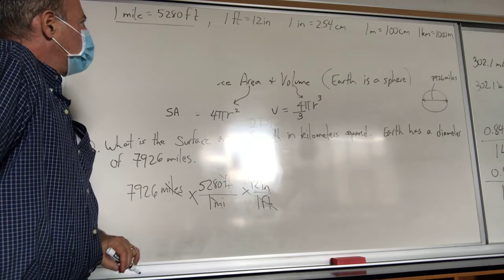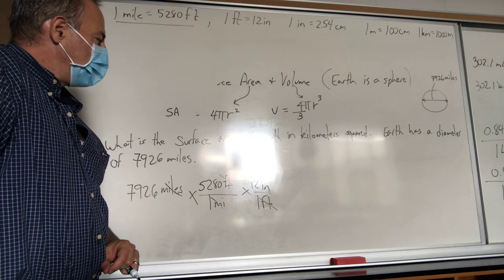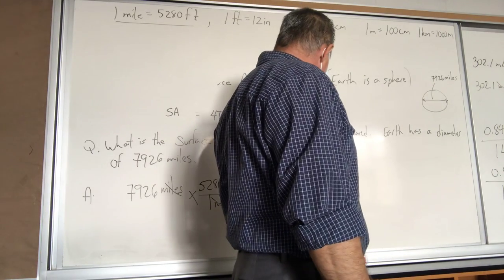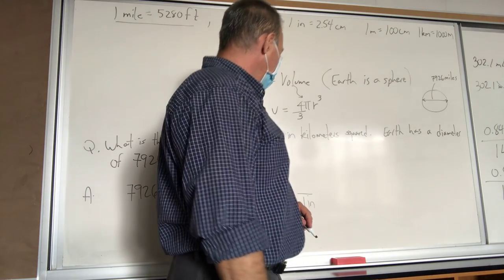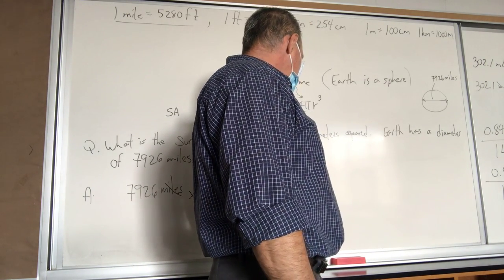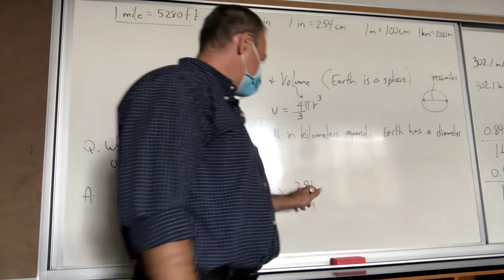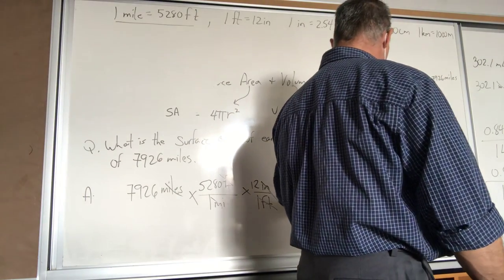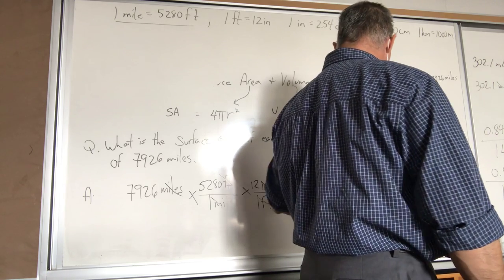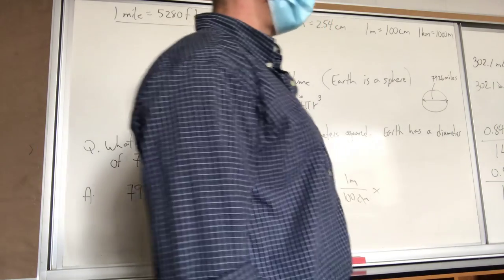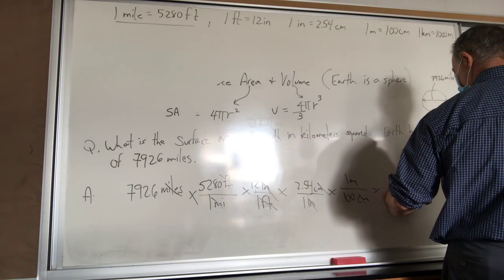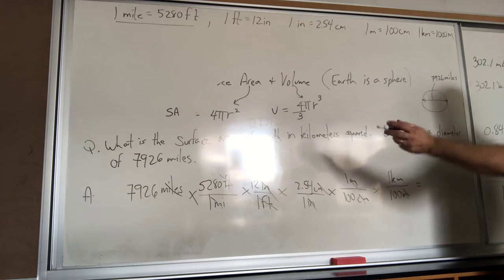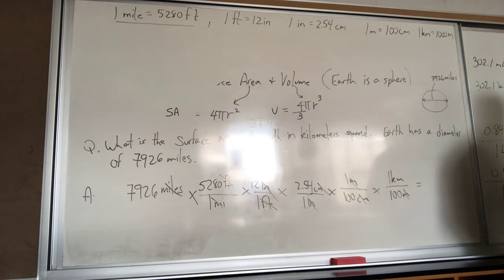Now I've got inches to get rid of. You see anything there with inches? Where do we want to put it? On the bottom. And what do we put on top? 2.54 centimeters. Okay, that gets rid of inches. Now we want to get rid of centimeters. What next? Go to meters. So centimeters on the bottom, meters on top, that gets rid of centimeters. And the very last conversion is to go to kilometers. So I'm gonna put kilometers on top and meters on the bottom. Meters cancel. And now when we do all that, we'll see how many kilometers the Earth is in diameter.